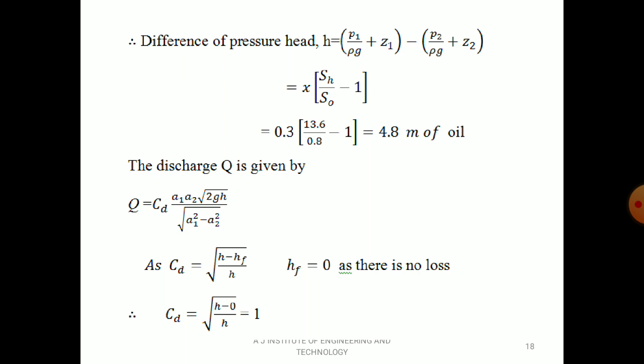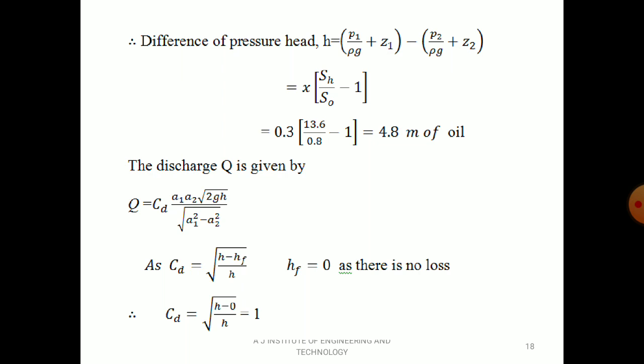So just remember. The X value is 0.3 into 13.6 divided by 0.8 minus 1, that is equal to 4.8 meter of flowing fluid. The flowing fluid here is oil. So 4.8 meter of oil. The discharge Q is given by Q equal to CD into A1 A2 square root of 2GH divided by square root of A1 square minus A2 square.